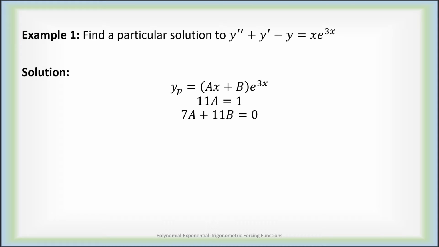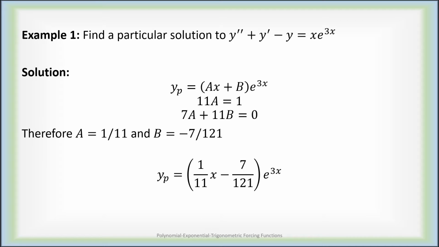So in our proposed solution, yp equals ax plus b times e to the 3x, we need two things to be true. 11a should be equal to 1, and 7a plus 11b should be 0. We quickly solve this as a equals 1/11 and b equals negative 7 over 121. Therefore, our solution is ax plus b times e to the 3x, or 1/11 x minus 7 over 121 times e to the 3x.